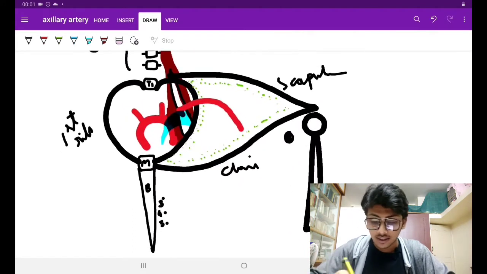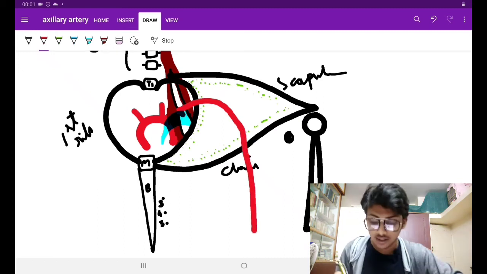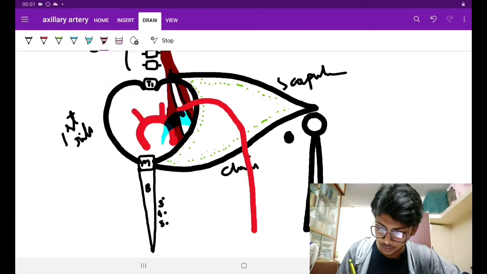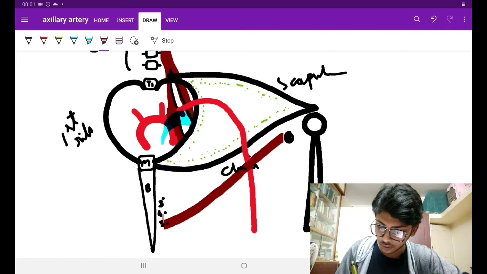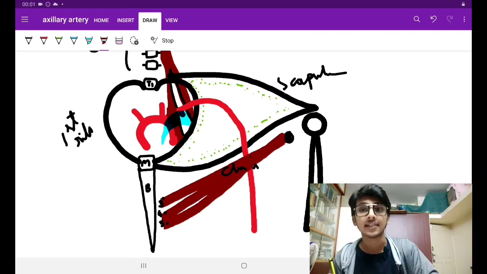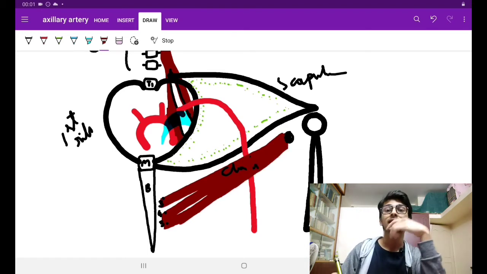Got it? See, the artery will not end there. It will go down, down, down. Why down? Because it is supplying the arm. Okay. Then there is an interesting muscle of the chest here, which goes from the 3, 4, 5 ribs to the coracoid process. That is called the pectoralis minor muscle, isn't it? Pectoralis minor muscle. So the artery is going behind the pectoralis minor.